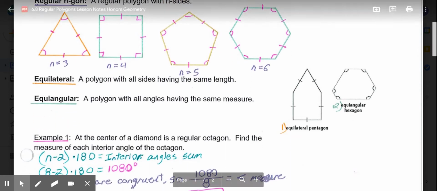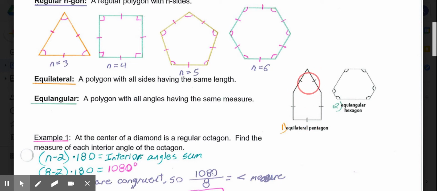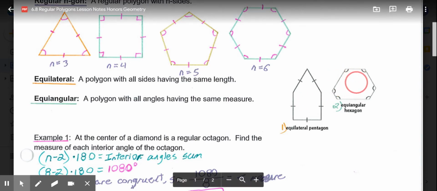And then again, refresher that equilateral is a polygon that has all the sides being the same length or congruent, and equiangular means all the angles have the same measure. So an equilateral pentagon could look like this. So you'll see it's not regular, but it is equilateral. And an equiangular hexagon would look like this. So it's equiangular, but not equilateral. If you have both of these, then it is a regular polygon.